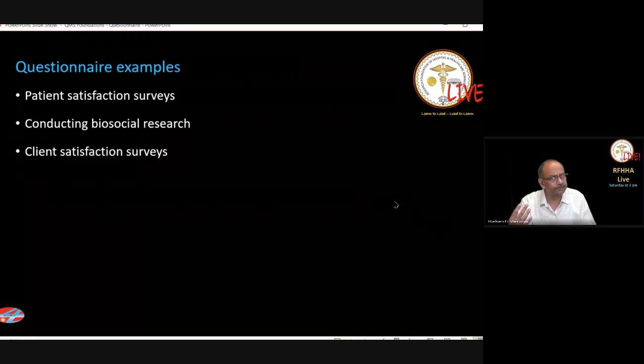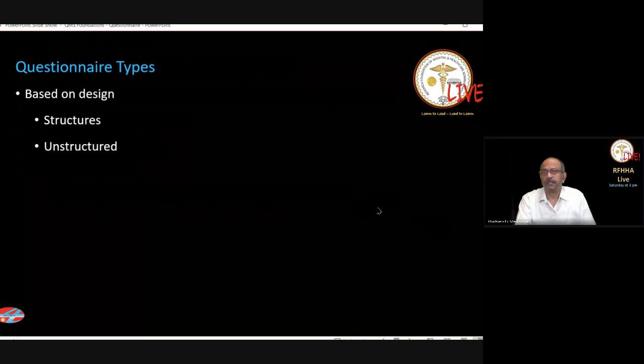There can be a variety of examples of a questionnaire which we use in the hospital. So next we come to what are the types of questionnaire. Based on the design itself, we can have a structured questionnaire, or an unstructured questionnaire. Now, a structured questionnaire is designed in a certain manner.